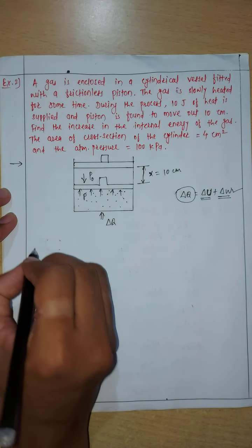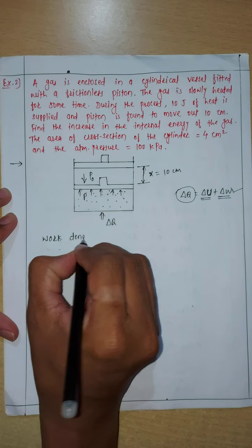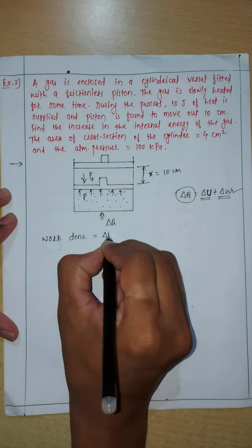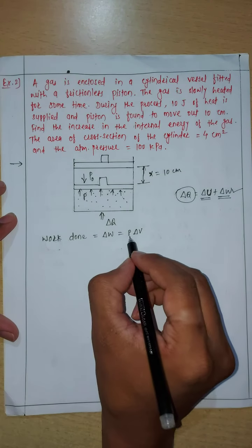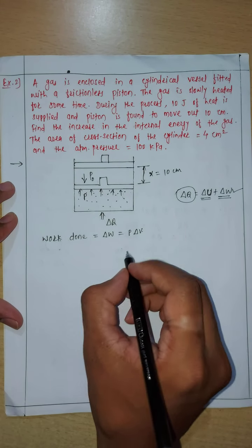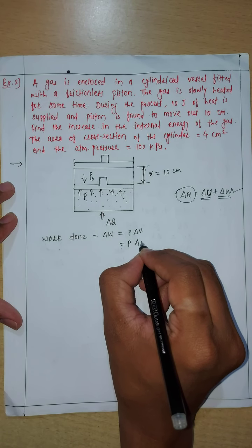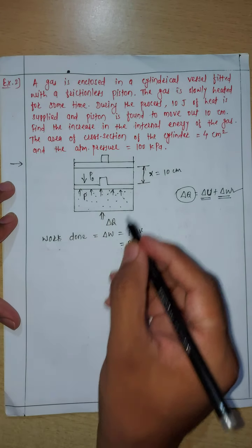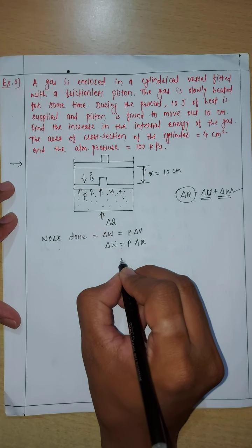So delta W is nothing but your work done. First of all, we'll calculate that work done, and work done should be calculated by the formula delta W equals P delta V. This is the general formula, P into delta V. In that case, what is this delta V? It is the change in volume, and change in volume should be calculated by area multiplied by the displacement, or the distance shifted by that piston. So delta W is given by P into A into x.